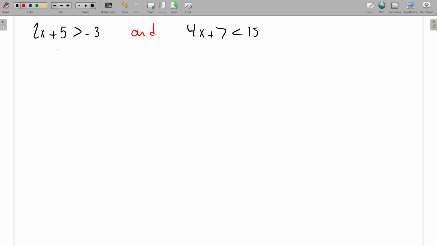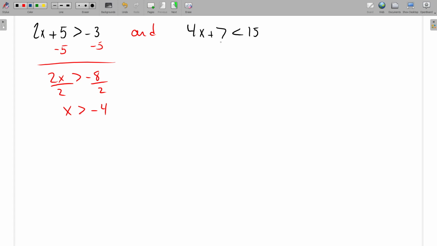So looking at the inequality on the left, we want to solve these just like we have in the past couple of videos, where we want to isolate the x. To isolate the x, we want to subtract 5 to move it across the inequality, where we have 2x left on the left side of the inequality is greater than, and negative 3 minus 5 is negative 8. Now we want to get rid of the 2 in front of the x. We do that by dividing it across. So we're left with x is greater than negative 4.